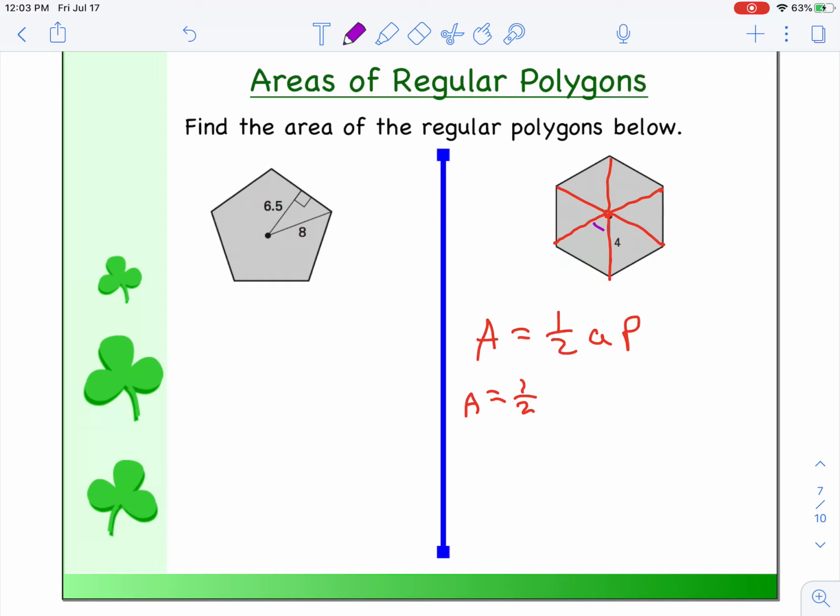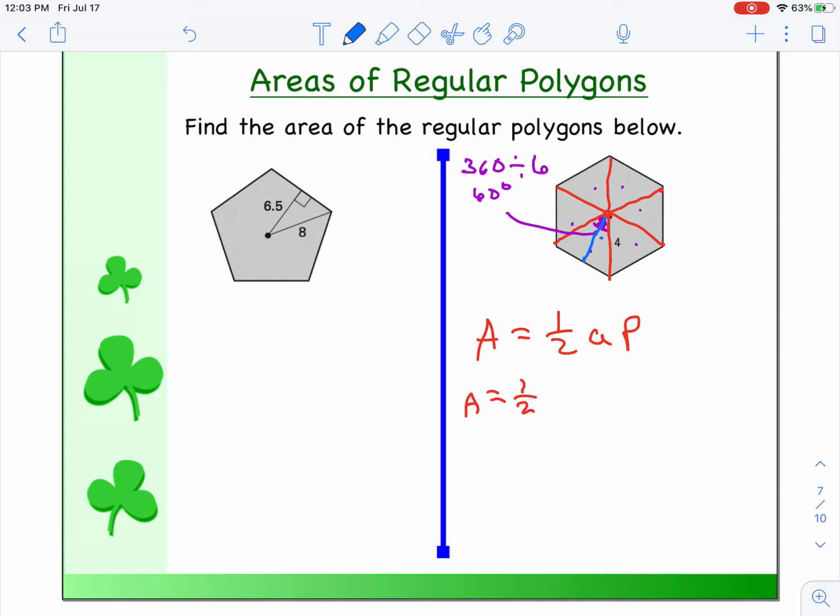And this is why you need that central angle. So we're going to work on finding this central angle in here. Let's find that. We're going to take 360 divided by the number of triangles, 1, 2, 3, 4, 5, 6. It's the same as the number of sides. 360 divided by 6 gives me a 60-degree angle inside there.